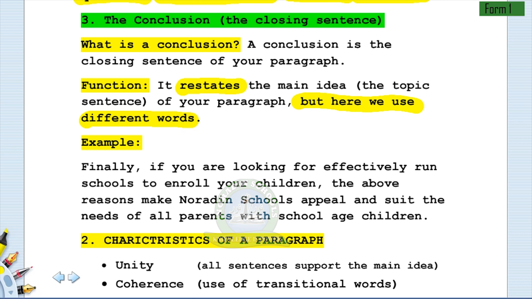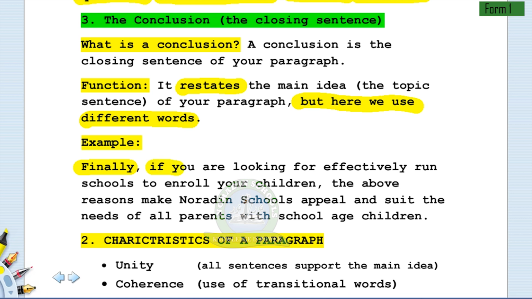Look how I conclude the paragraph. Finally, if you are looking for effectively run schools to enroll your children, the above reasons make Nuruddin schools appeal and suit the needs of all parents with school-age children. This again tells us that Nuruddin schools are the best schools available in the country.